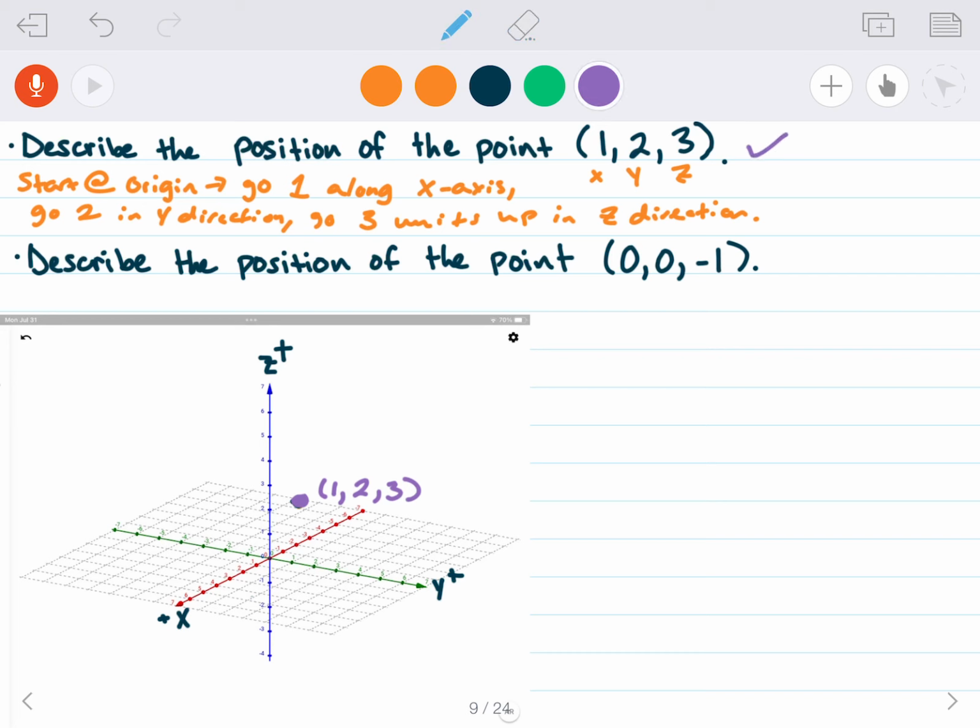Okay. All right, describe the position of the point 0, 0, negative 1. Let's do the description first. Firstly, we don't have an x and a y component. We only have a z component. So what this is really saying is we're not moving in the x or y direction. Going down 1 unit in the z direction.